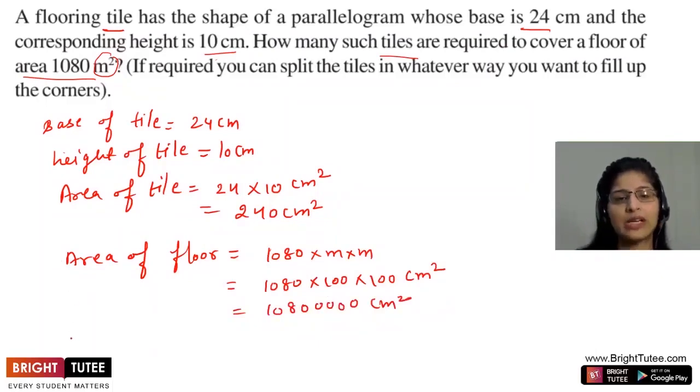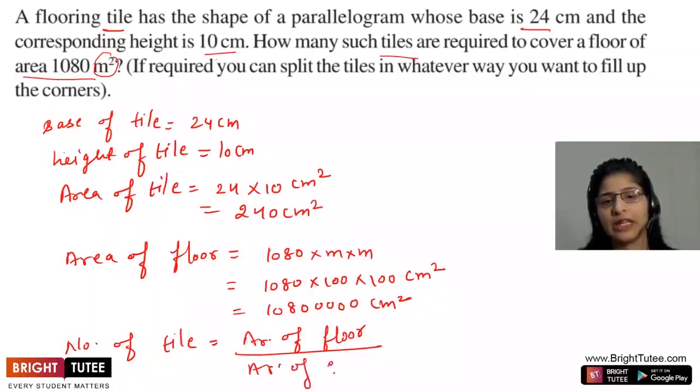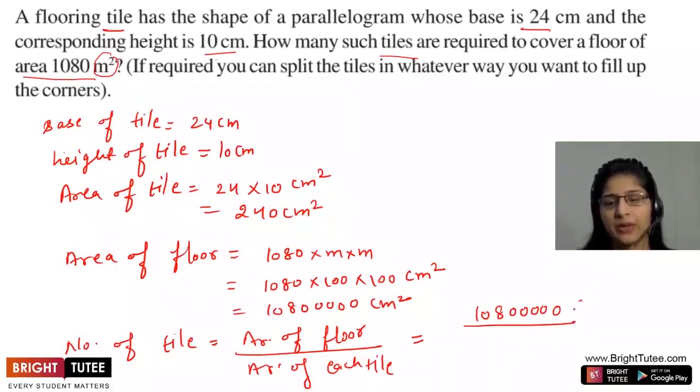Now what we have to calculate? We have to find out the number of tiles. Okay, so number of tiles will be calculated as area of floor divided by area of each tile, that means one tile. So area of floor is 10800000 divided by, and because it is square centimeter, the units are going to get cancelled. Okay, so area of tile is given as 240. So cancel this 10.